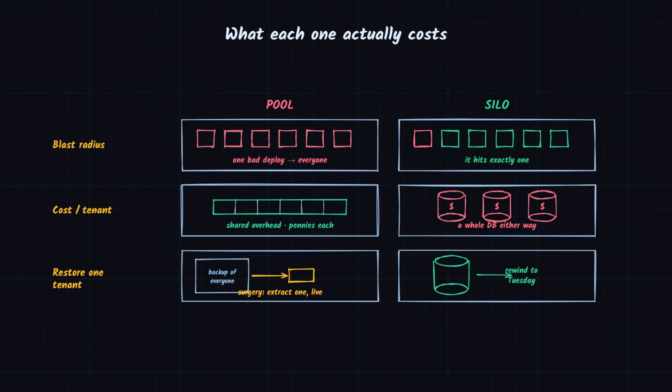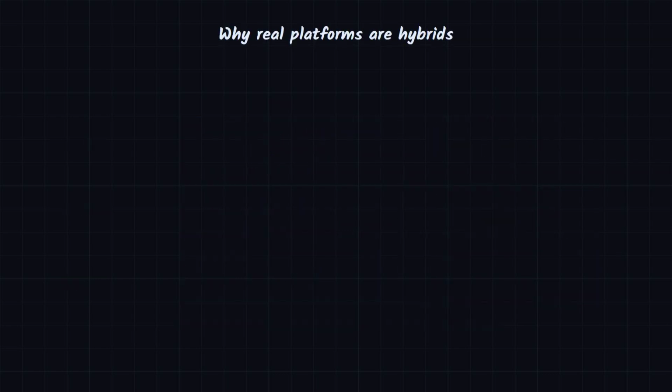In a silo, restoring one customer is a normal restore. In a pool, it means surgically extracting one tenant's rows from a backup of everybody, live, without breaking references. That difference is worth thinking about before you need it at 3 a.m. Which is why most platforms that survive do not pick one.